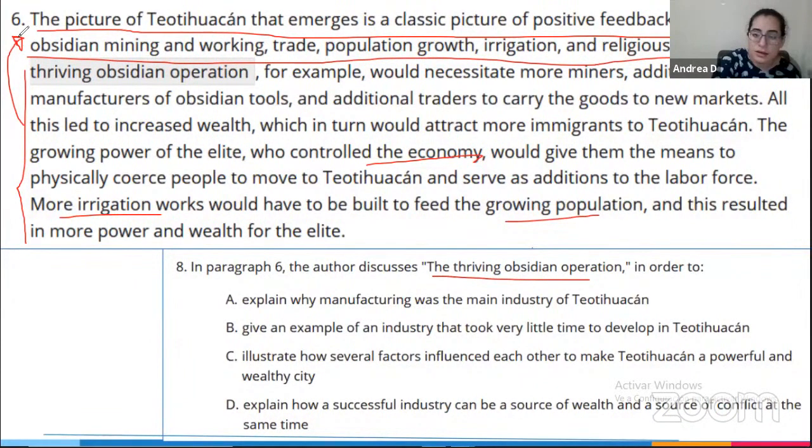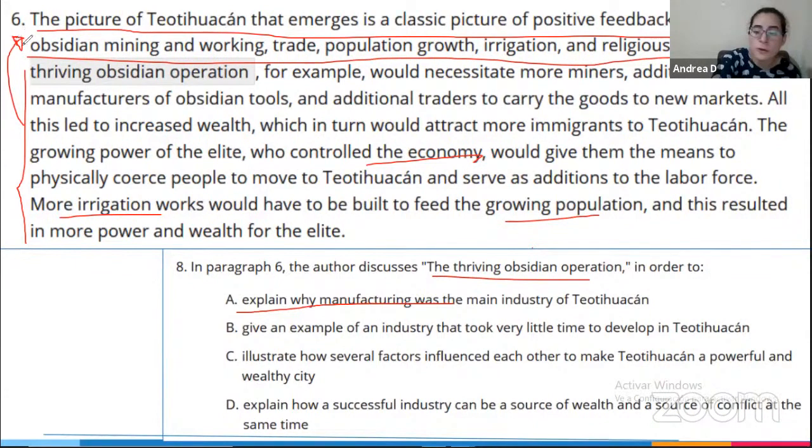Now, of course, that's not going to be your options, no? You're not going to have something like "in order to support the main idea." That will be too easy. So you just have to focus on finding paraphrases, like good synonyms. And another thing, try to understand how whatever it is, like the thriving obsidian operation, supports this idea.